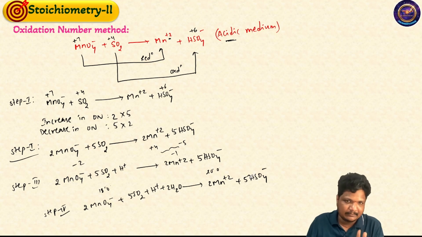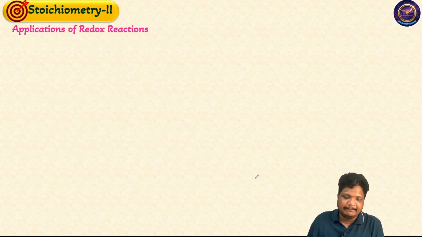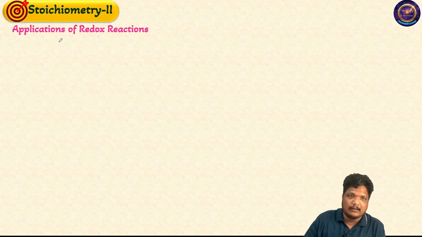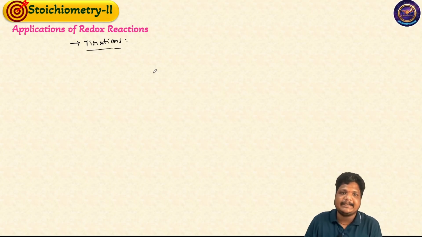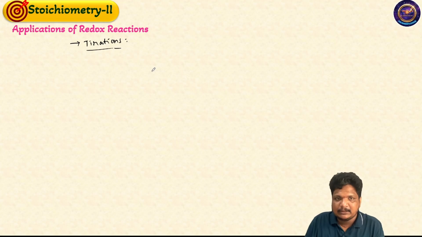So is it clear? Now let us see applications of redox reactions. These redox reactions are helpful for quantitative estimation, especially for titrations. What is meant by titration? Titration is a procedure to find the concentration of an unknown solution. So in this process, we are finding the concentration of an unknown solution.